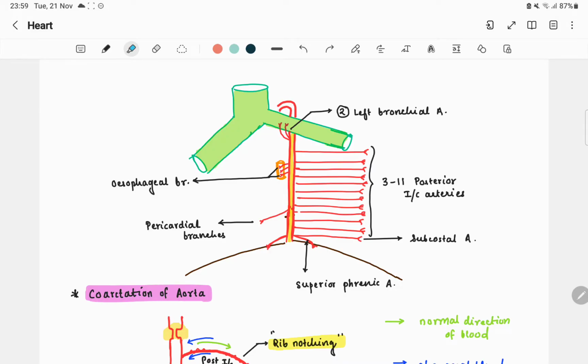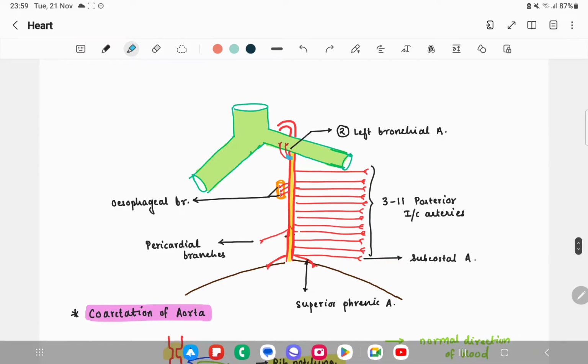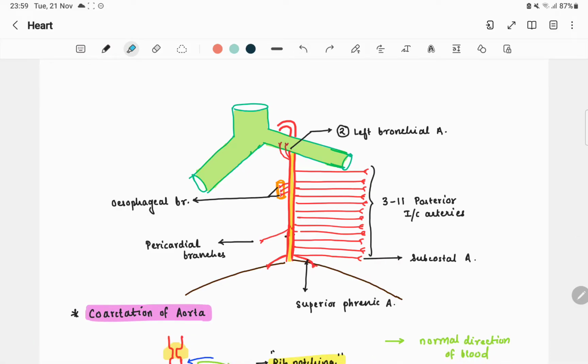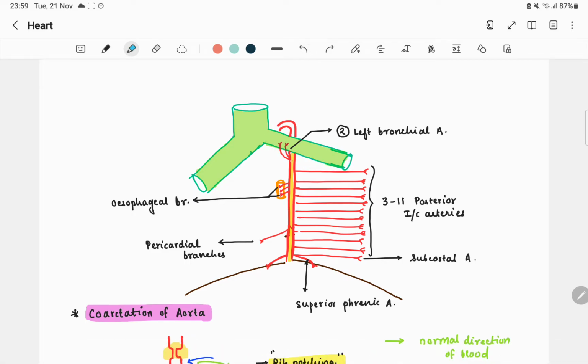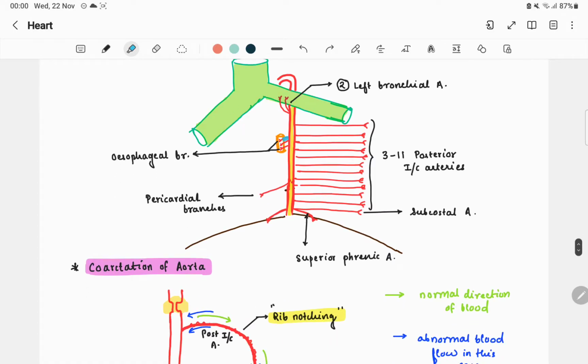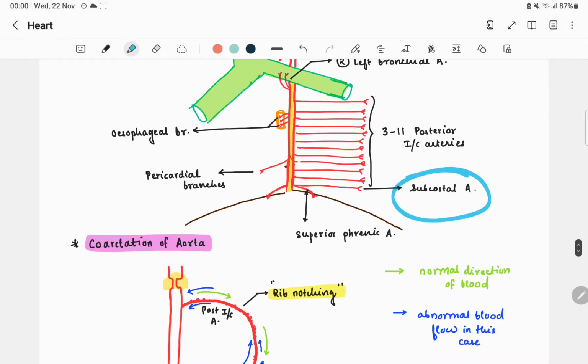What are the branches of the descending aorta? First of all, you have two left bronchial arteries which are going to supply the principal bronchus of the left. This is left principal bronchus, and is supplied by the two left bronchial arteries. Then we have some esophageal branches supplying the esophagus, and there are 3 to 11 posterior intercostal arteries, and the 12th one is called your subcostal artery. We have pericardial branches, supplying the pericardium, and in the terminal part we have two superior phrenic arteries which are going to supply the diaphragm.